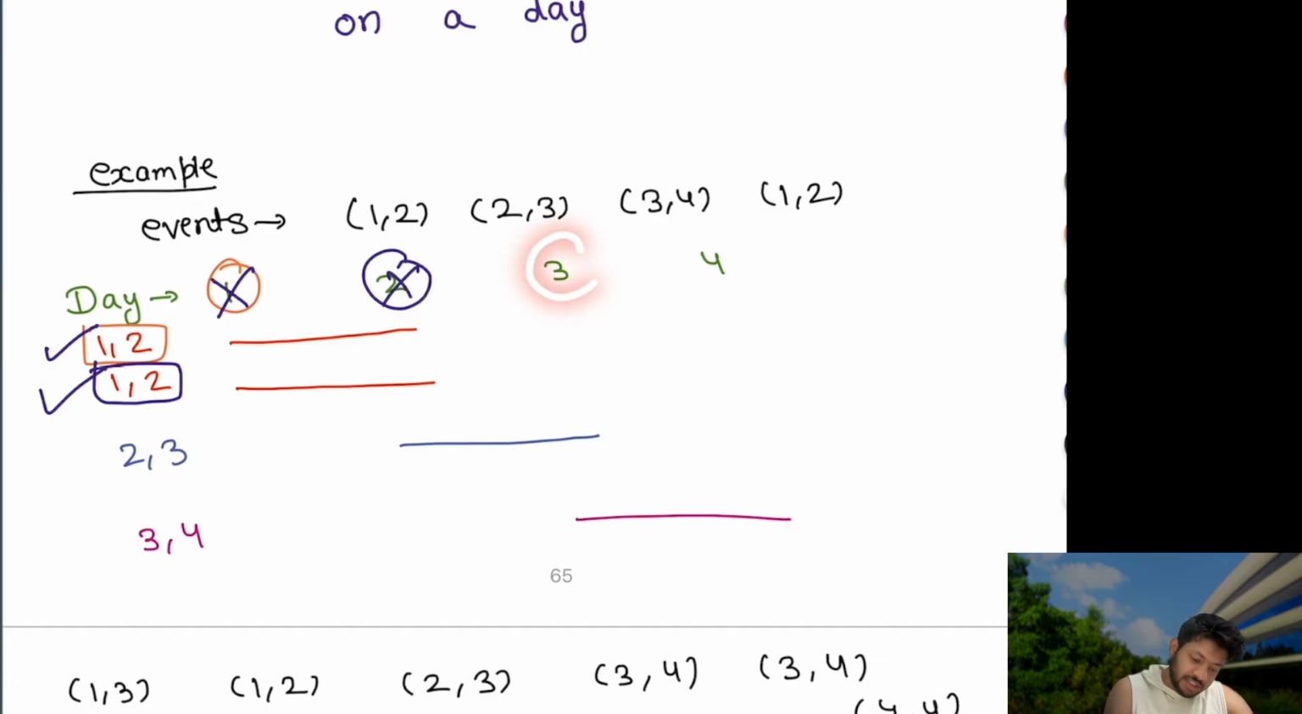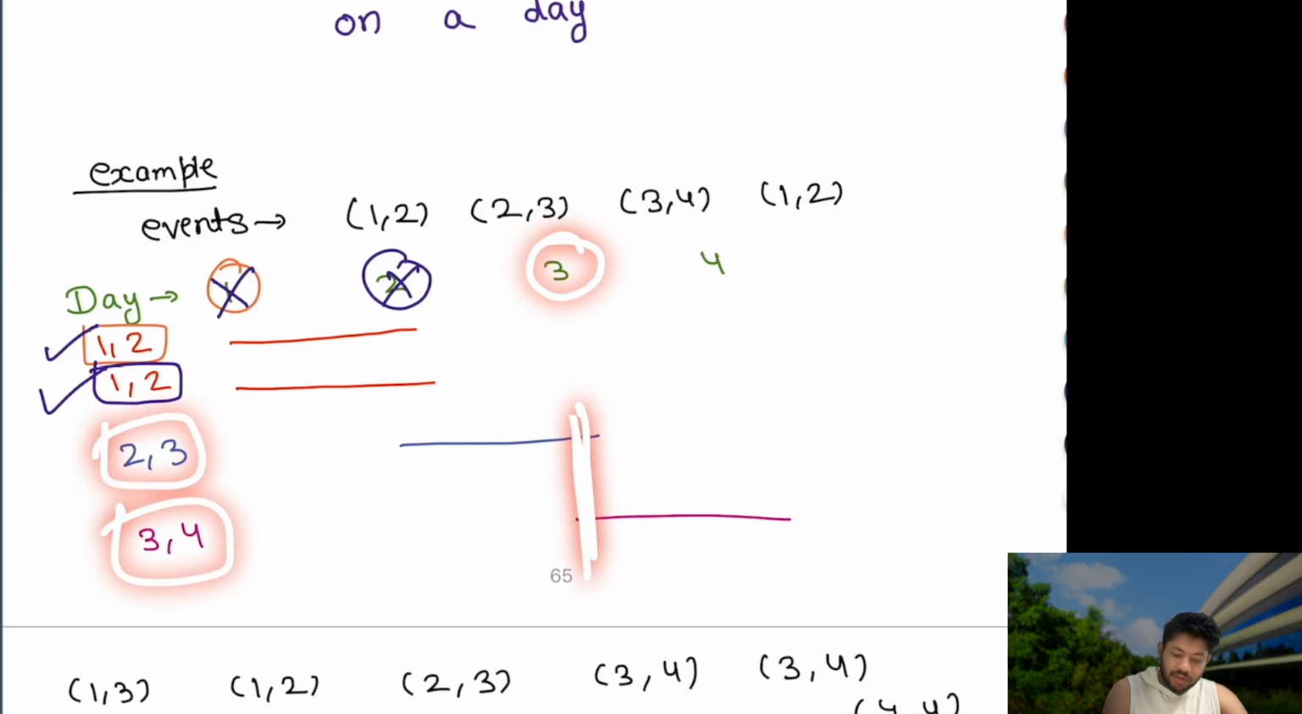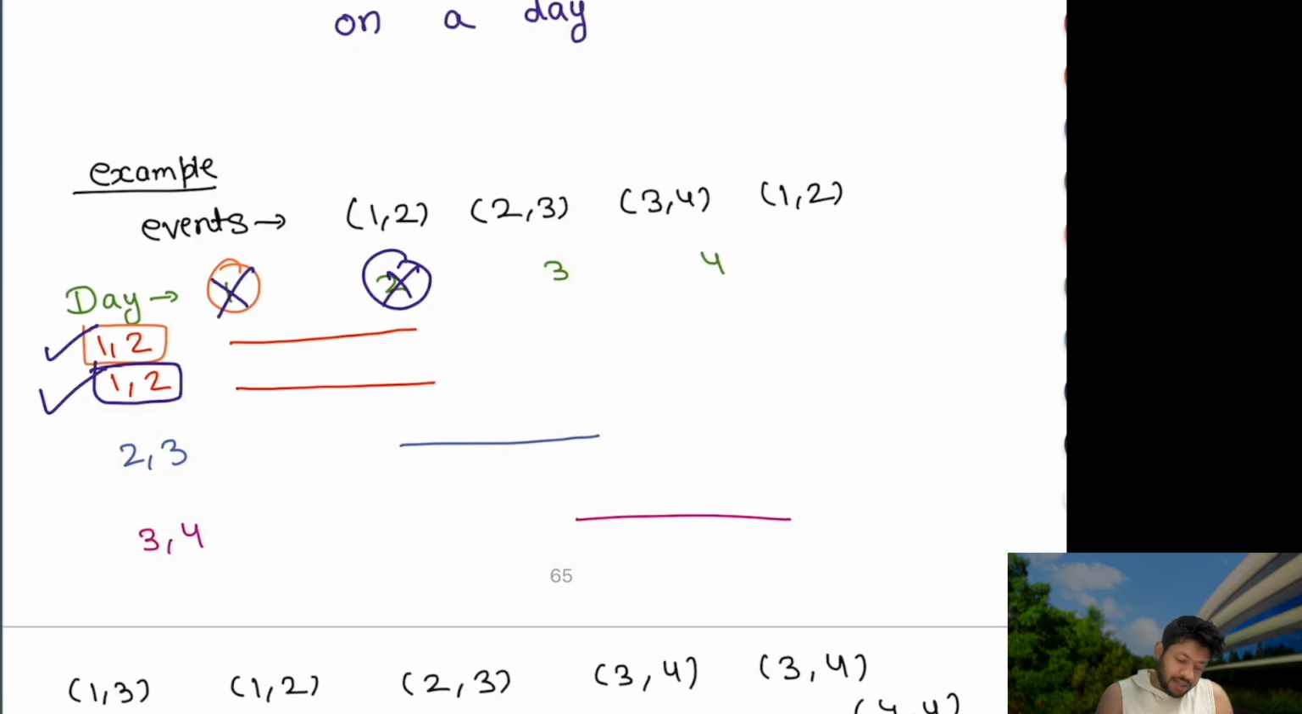Now on day number 3 I can either attend this event or this event because they both are happening on day number 3. But if I attend this one, right, then I cannot attend this one later. That's because this is about to end and this event is still happening. It is starting on day number 3 and it will again happen on day number 4, right? So what I will do is I will attend this particular event on day number 3, right? And I can say attended.